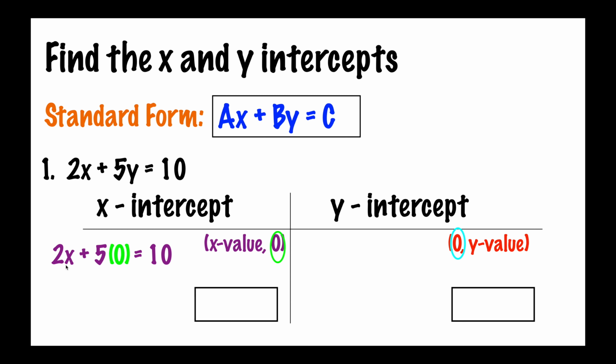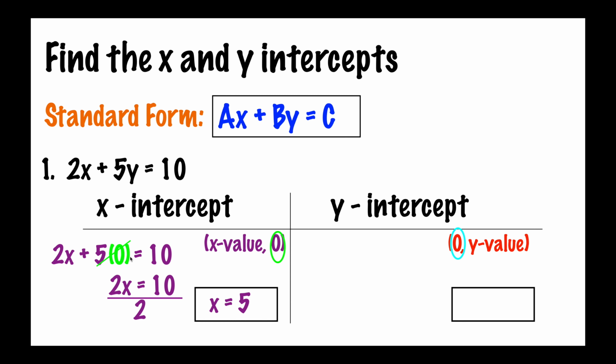So you can see here I have 2x plus 5 times 0 is equal to 10. Now from there, if I multiply 5 and 0 together, that's just going to be 0. So really I can change this to just being 2x is equal to 10, and we solve from there. So divide both sides by 2, and we should get x is equal to 5.